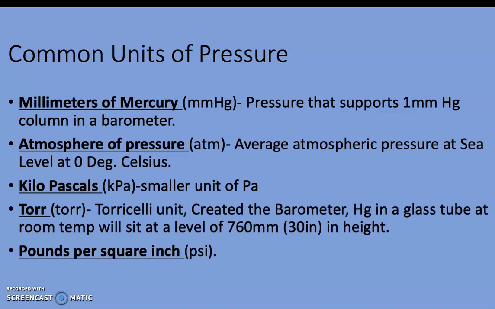Now, there's some common units of pressure. Let's look at all of them. Millimeters of mercury, also known as mmHg, is the pressure that supports a 1 millimeter mercury column in a barometer. It's something that we use here in the US. Then there's another one called atmosphere of pressure, ATM, the average atmospheric pressure at sea level at 0 degrees Celsius.